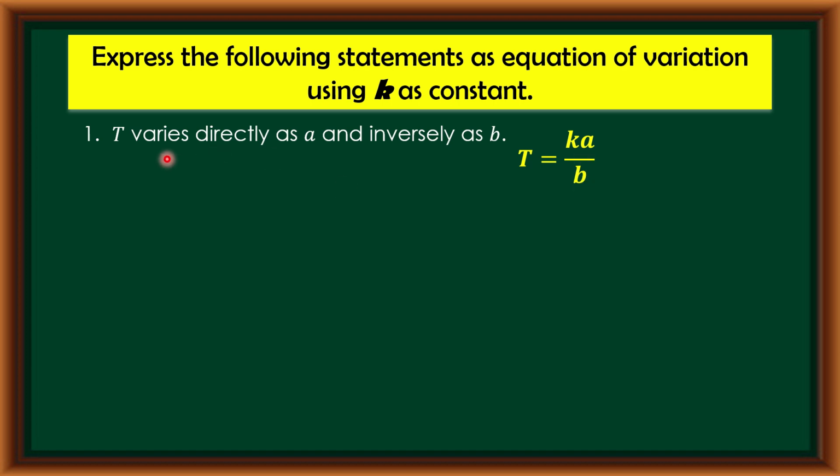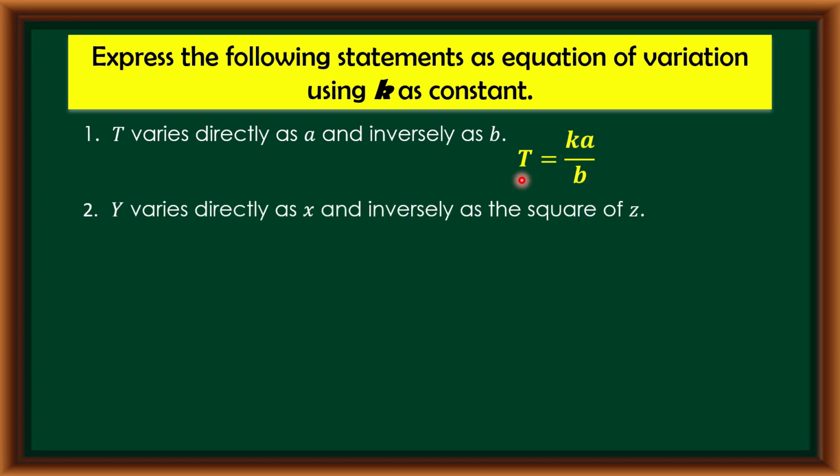Since our statement says varies directly, then we multiply the constant and the other variable, and inversely, then we make the other variable the denominator of our equation. Therefore, the equation will be t is equal to k times a over b. So let's try another one.